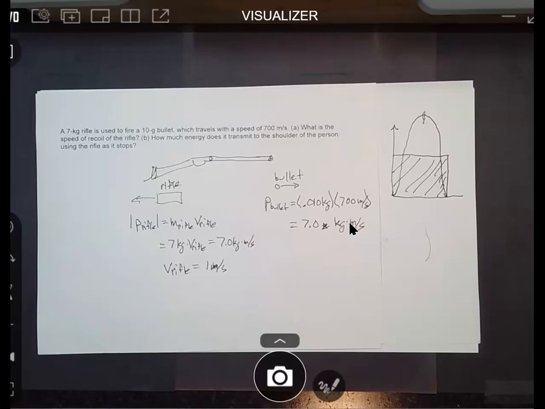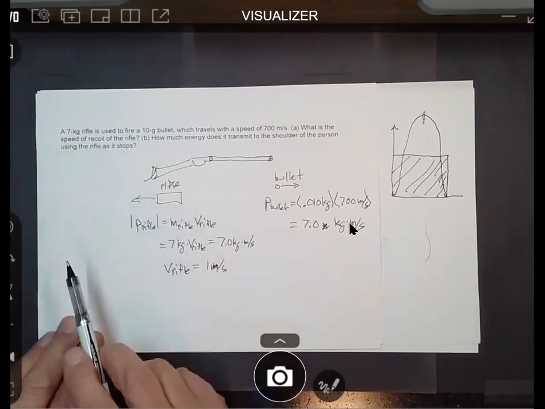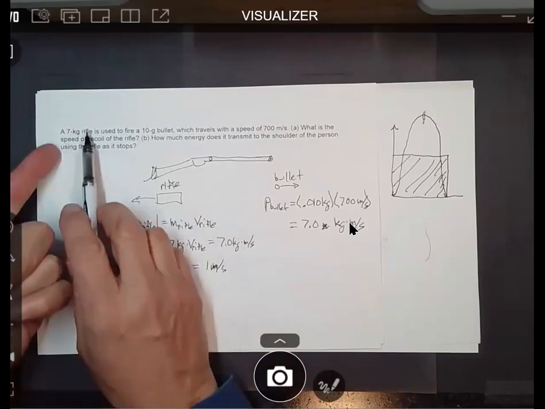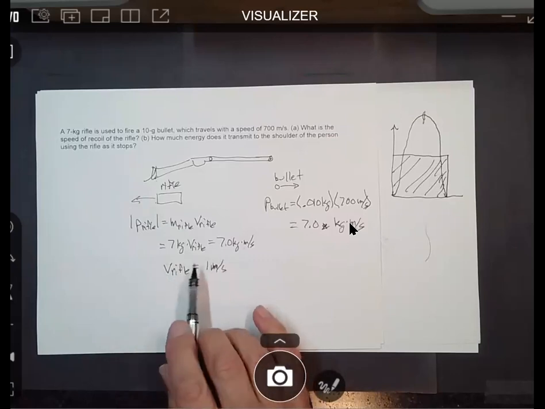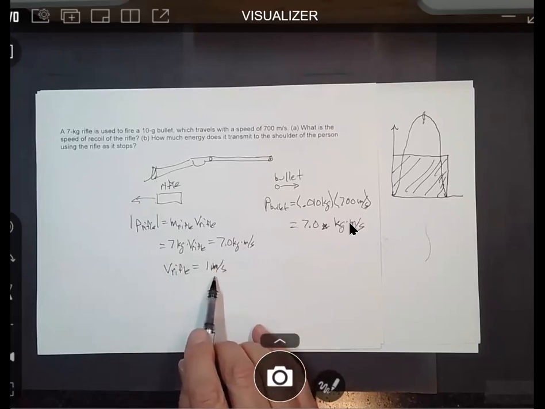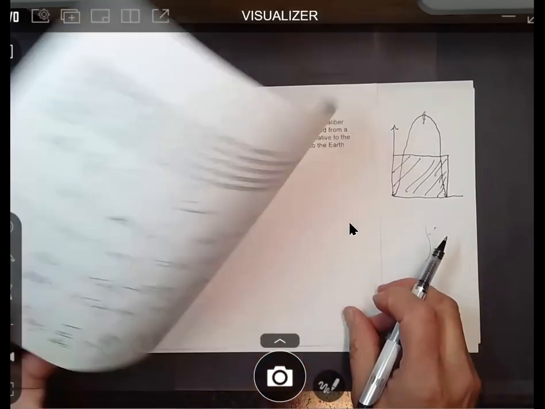If you hold it tightly to your shoulder, then that 7 kilograms of the rifle gets added to your mass, or your mass gets added to it. And now you'll have a much larger object that's recoiling, but it'll be recoiling at a much lower speed than the rifle itself was. And so that's something that happens.